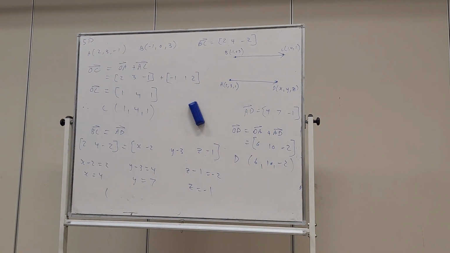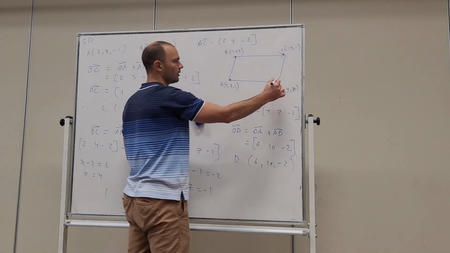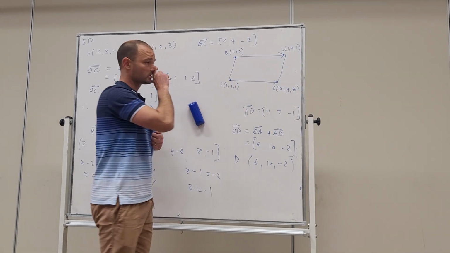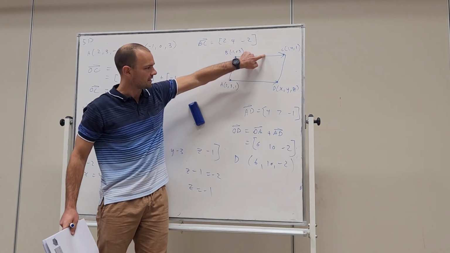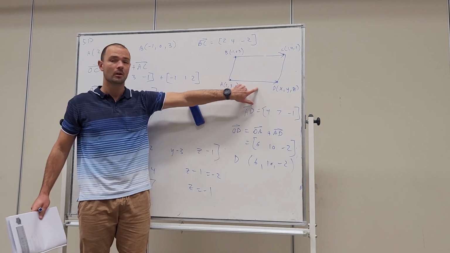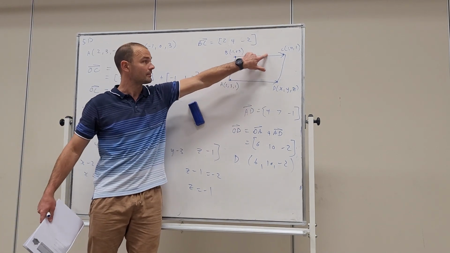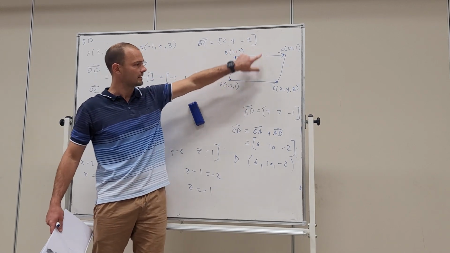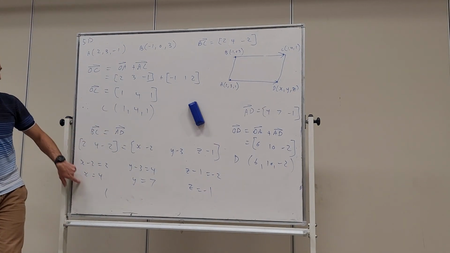Alright, so let's break down what we did for that one. We're told that it's a parallelogram, so that means opposite sides are parallel. BC and AD, it doesn't matter which ones we use as long as they're opposite sides. We know vector BC, and vector BC is parallel, which means it has the same direction. And because it's a parallelogram, they have the same magnitude. They're the same distance apart. So that means vector BC equals vector AD. So we made that statement and we solved through for vector AD.